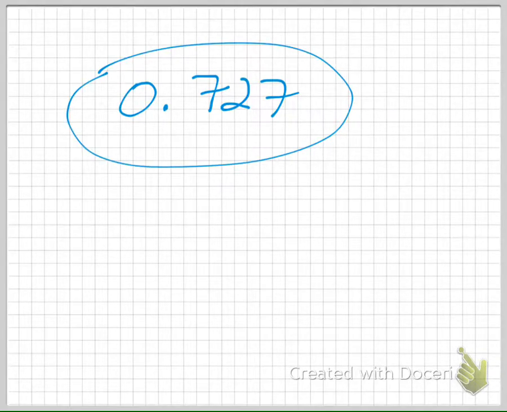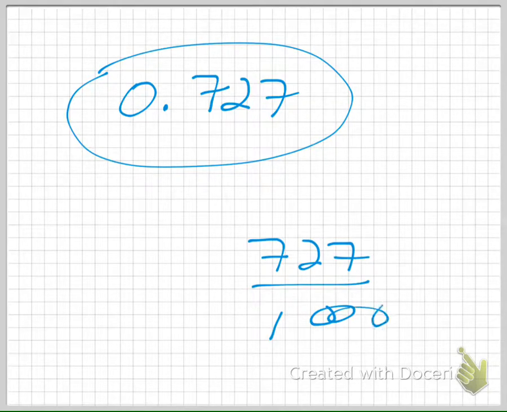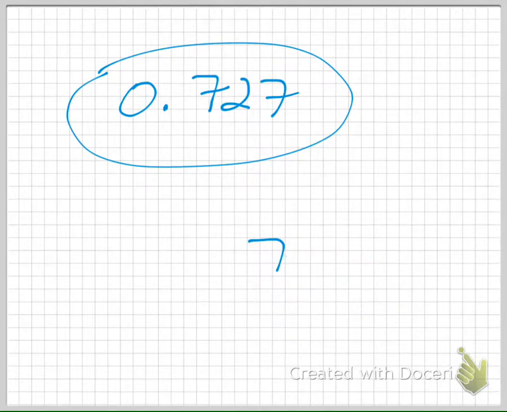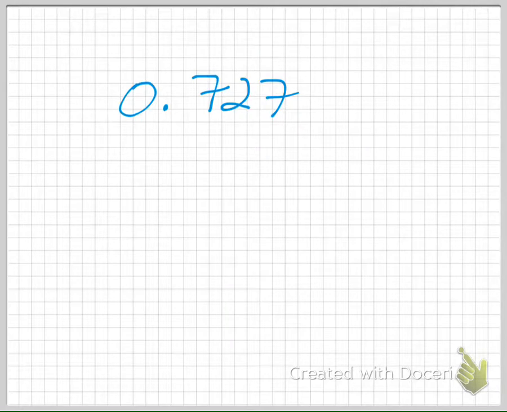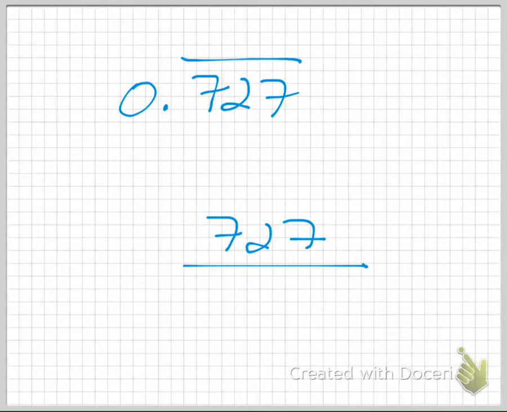727 over 1,000. If you just read it, it's 727 thousandths. Do you agree? That's what it is as a fraction. When there's a line over it, it's 727 over 1 less than what it would have been had there been no line. So it would be 999.